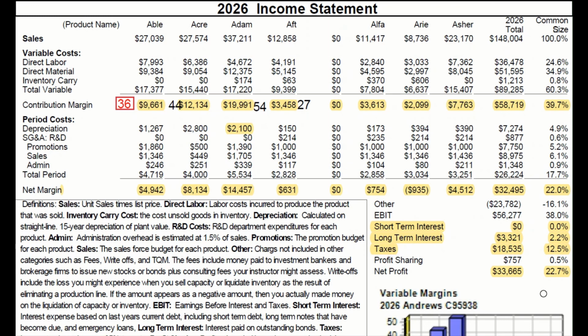well exceeding our expectations of 5 to 7%. So this is how we view the P&L.